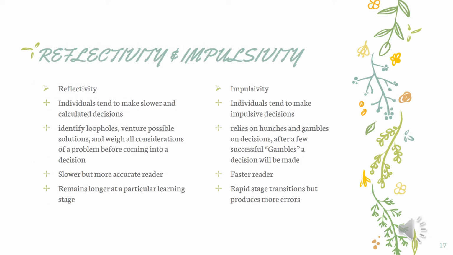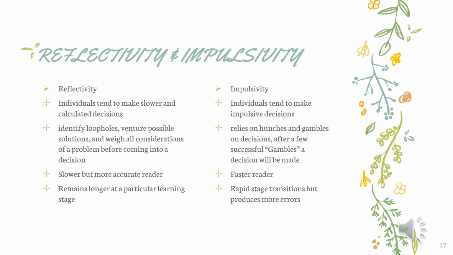So now we'll look at reflectivity and impulsivity. Students who are reflective tend to make slower and calculated decisions. On the other hand, students who are impulsive tend to make impulsive decisions. Reflective students can identify loopholes, venture possible solutions, and weigh all considerations of a problem before coming to a decision. Impulsive students rely on hunches and gamble on decisions. After a few successful gambles, a decision will be made.